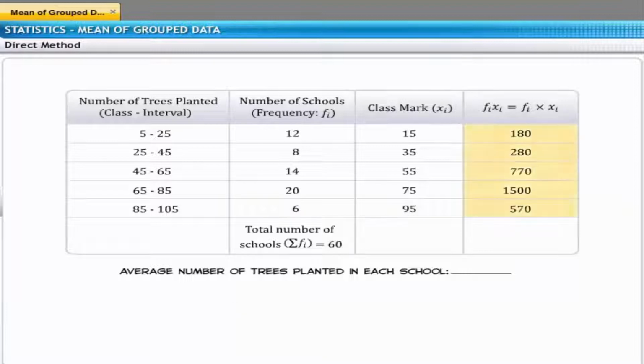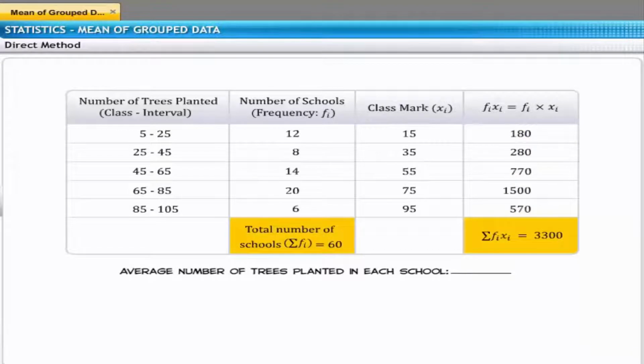Now, let us find the sum of the products of the frequencies and the class marks for all the class intervals. This sum is represented by summation Fi(xi), which is equal to 3300. We are close to finding the solution for Miss Greenfingers' problem.